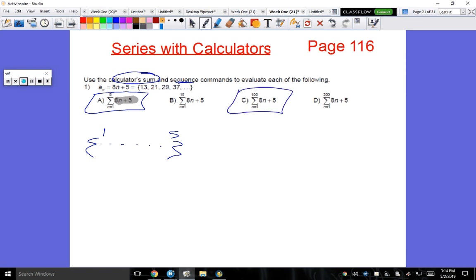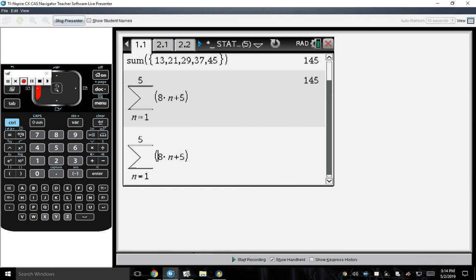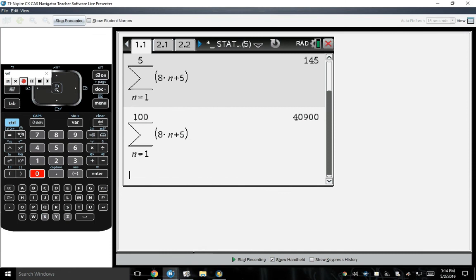Let's say we do C. It would just be the same thing, but this time it would be to the 100th term. So you could even go up there, copy that by pressing enter, and then just go up to where it says 5 and just change it to 100 terms. So now it's going to add up the first 100 terms, and you get what you see in your notes of 40,900. Are there any questions? Because I know this is a little bit just plugging and chugging, but are there any questions in regards to that?